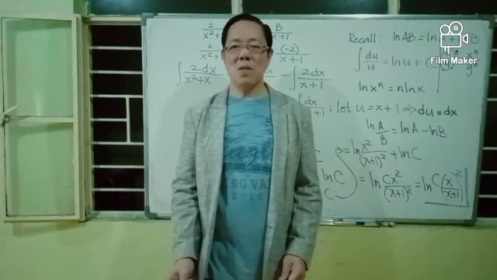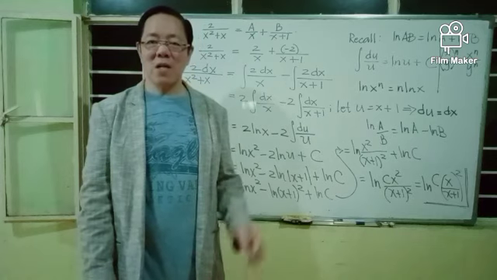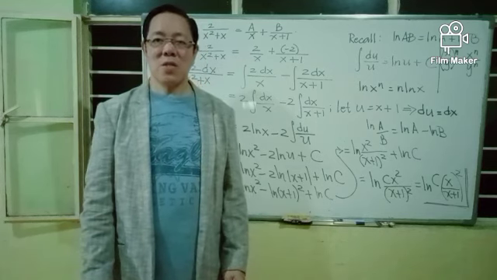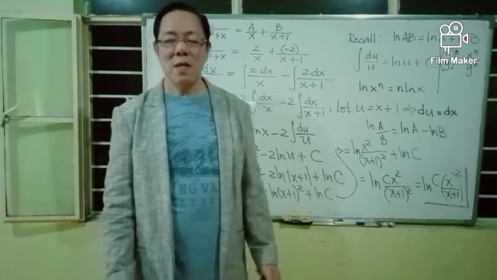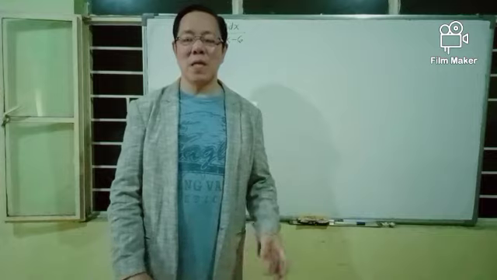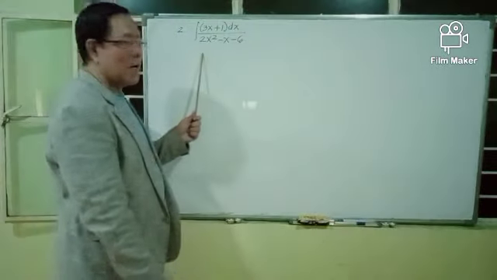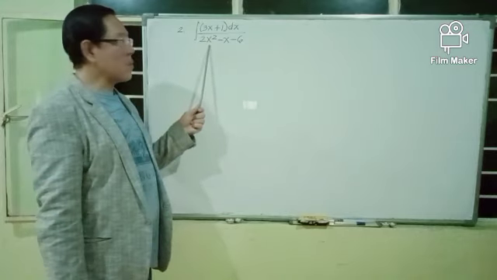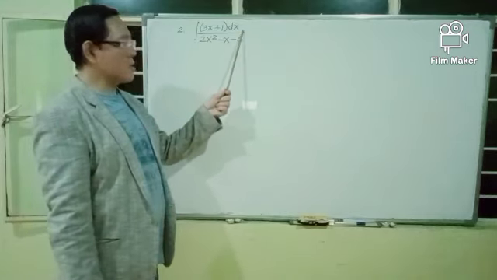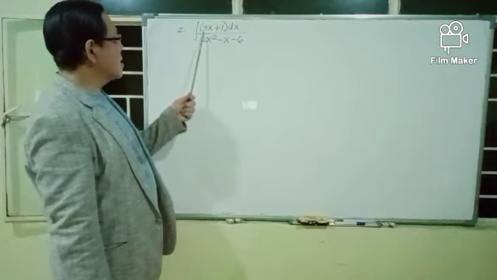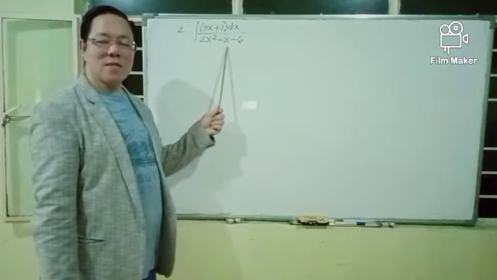We take another example where the denominator of the rational expression in the given integrand is a quadratic expression that is factorable into linear factors that are both different. Our second example for integration by partial fraction, case 1, consider the following problem. Evaluate the integral of 3x plus 1 over 2x squared minus x minus 6 with respect to x. In this given integral, the rational expression p of x over q of x is 3x plus 1 over 2x squared minus x minus 6.